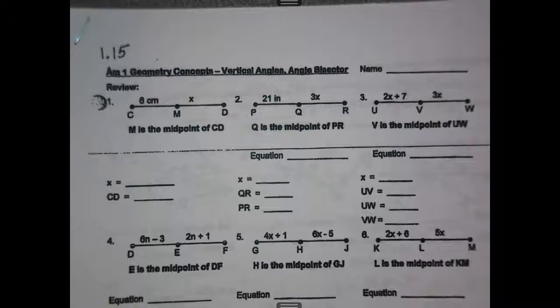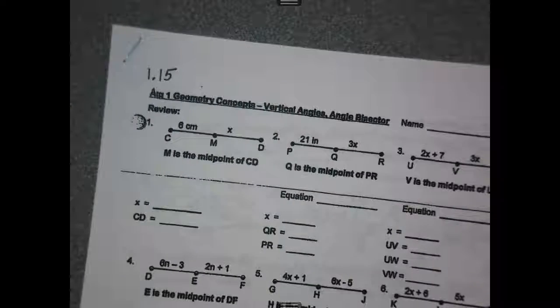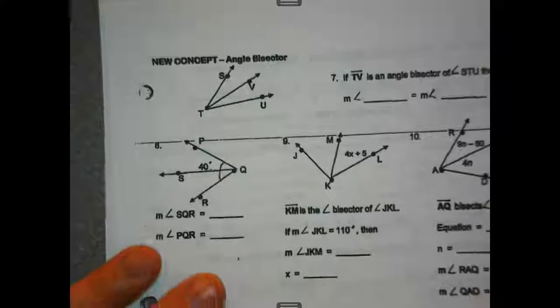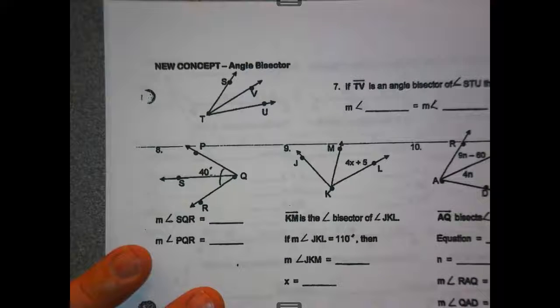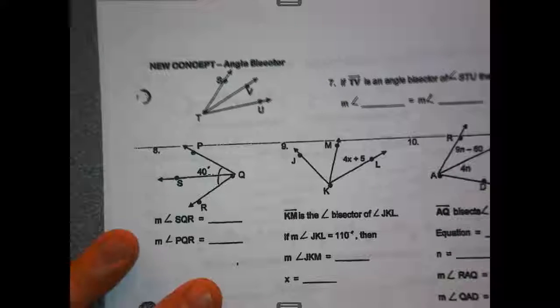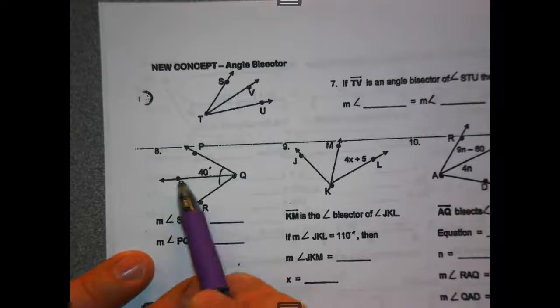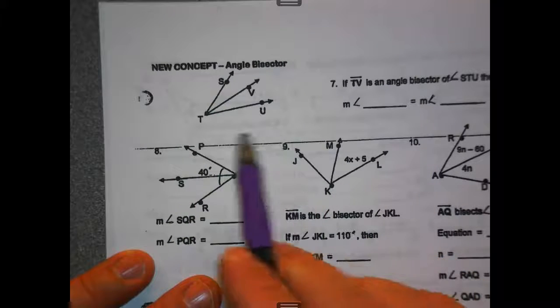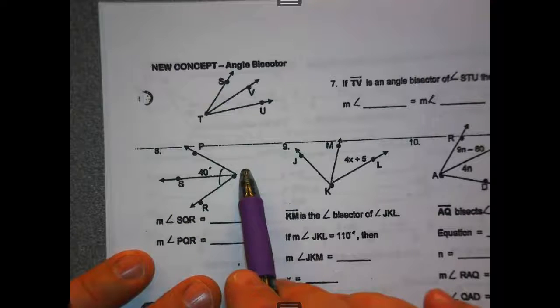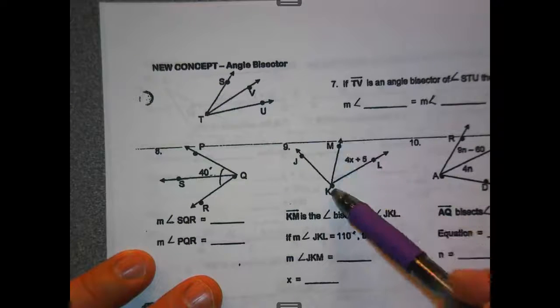All right, there's a couple of new things in this section. We have what's called angle bisectors and vertical angles. Just like midpoint, what do you think of when you hear the word bisect? Bisector. Right in half, right? Bisects it. So if I have an angle measurement, it's the same thing as a line segment. It takes one big angle, splits it in half.